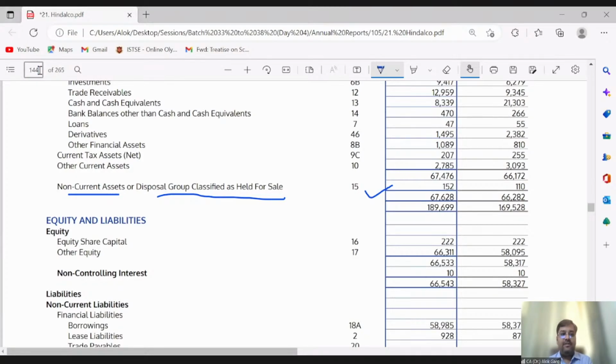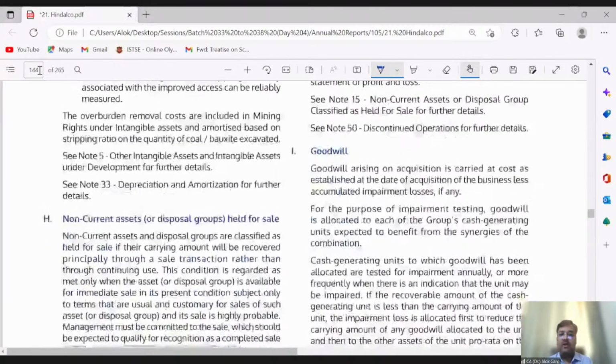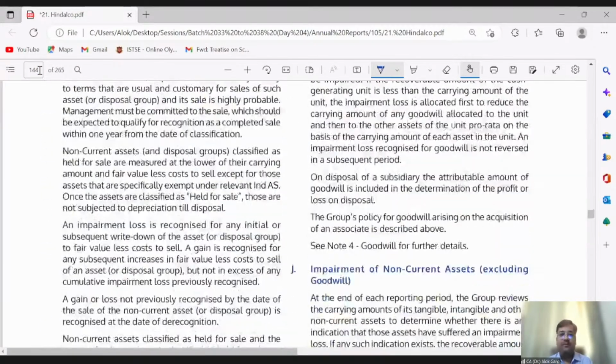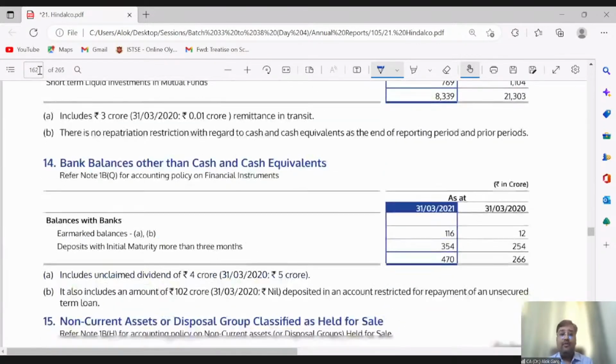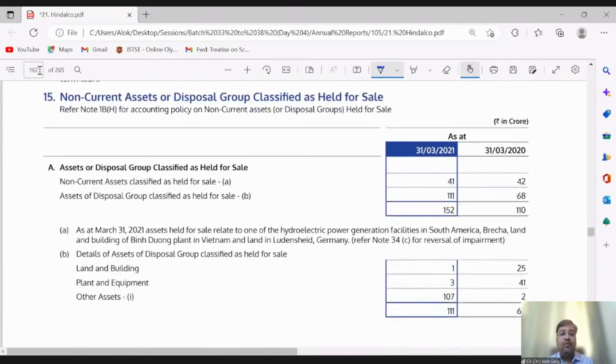We have also seen the accounting policy of non-current assets or disposal group held for sale. The Hindalco Industries accounting policy on non-current assets held for sale and disposal group held for sale is your complete revision, right? Now let's go to note number 15. If you see note number 15, you can see assets or disposal group classified as held for sale, and there is a breakup of 152 crores. What is the breakup?